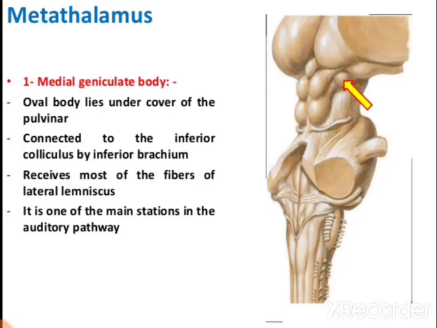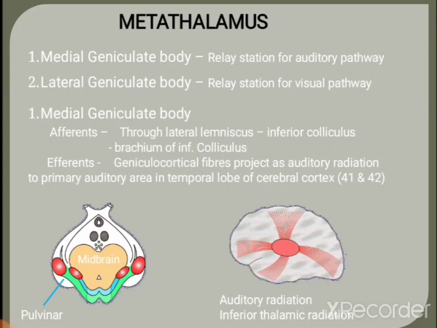Then here we have the metathalamus, which is the medial geniculate body. It is an oval shaped body that lies under the cover of the pulvinar. So this is the pulvinar, the posterior end of the thalamus. Below that we have the metathalamus, the medial geniculate body. It is connected to the inferior colliculus by the inferior brachium. It receives most of the fibers of the lateral lemniscus. It is one of the main stations in the auditory pathway. So the metathalamus includes the medial and the lateral geniculate body.